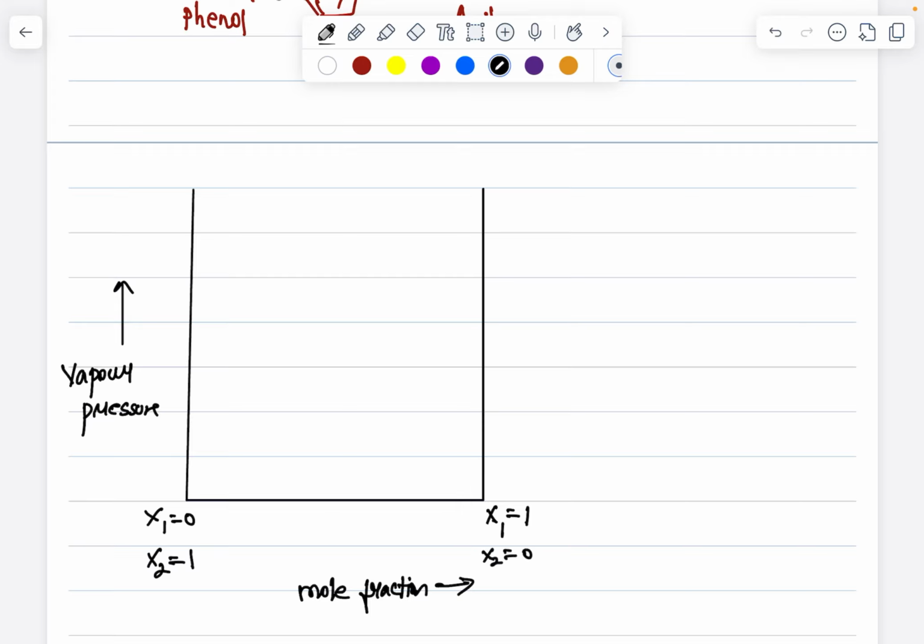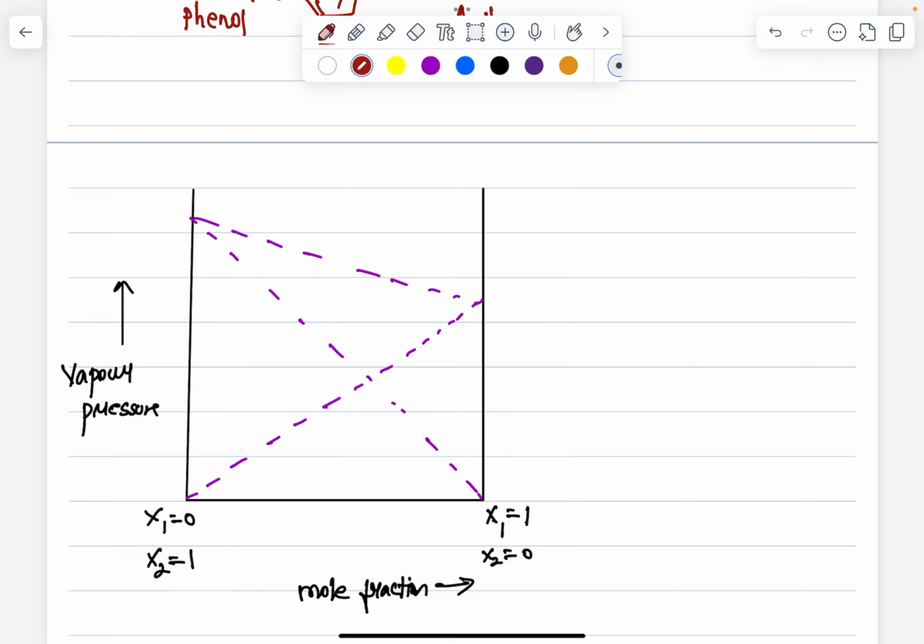Normally, how is the graph? For the ideal solution, we'll represent it with some color. This is a straight line graph which you will get for the ideal solution. This is another graph for the other component, and this is the mixture, but this is for the ideal, right?